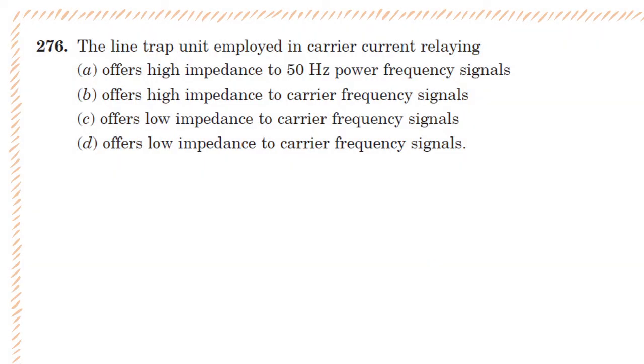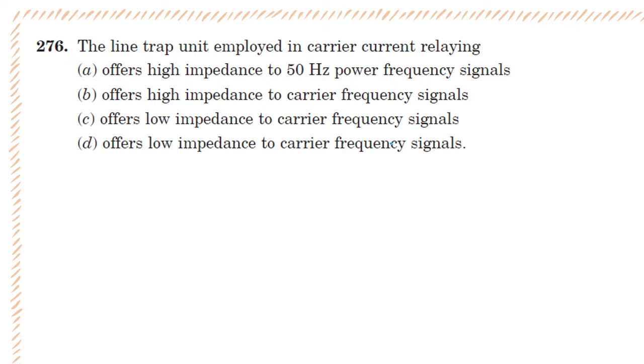Let's look at the 276th question. The line trap unit employed in a carrier current relaying scheme is offering high impedance or low impedance. We need to find out. And if it is offering high impedance, for which signals is it offering it, and if it is offering low impedance, for which signals is it offering low impedance, we need to see here.